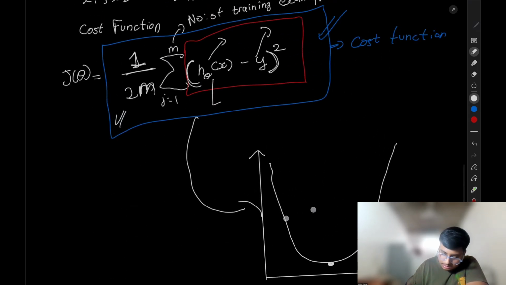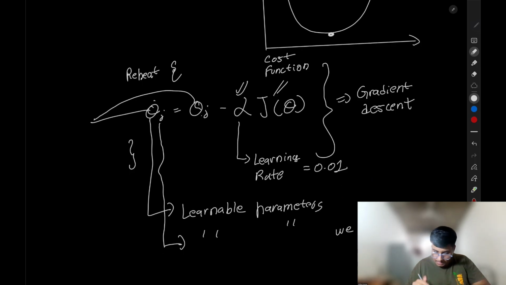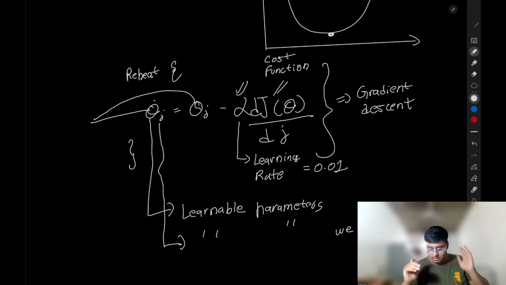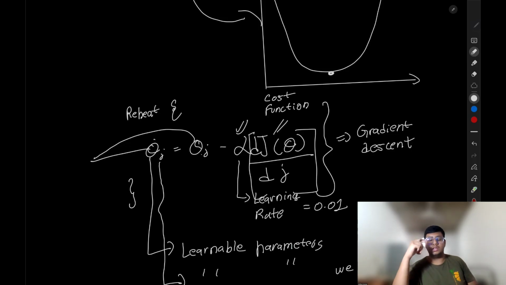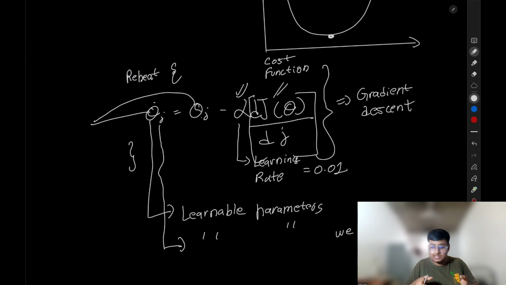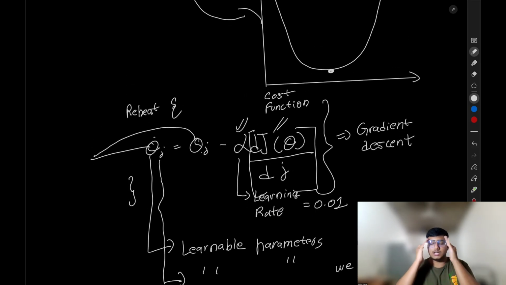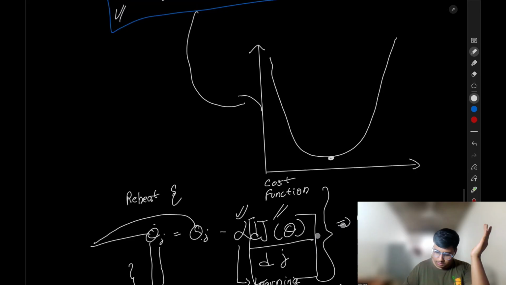And j of theta is our cost function. So here we will write cost function. Okay. Here there is differentiation of this cost function. So in the earlier part of the video, I have told you we are going to differentiate this cost function. Now, in the gradient descent part, we are going to differentiate this cost function. Okay. So let's understand gradient descent in a more advanced way.